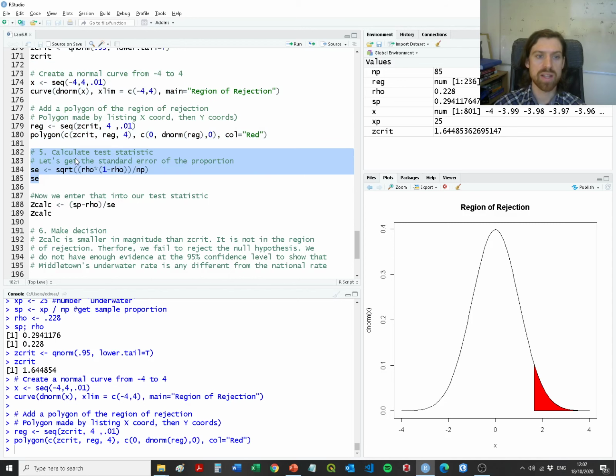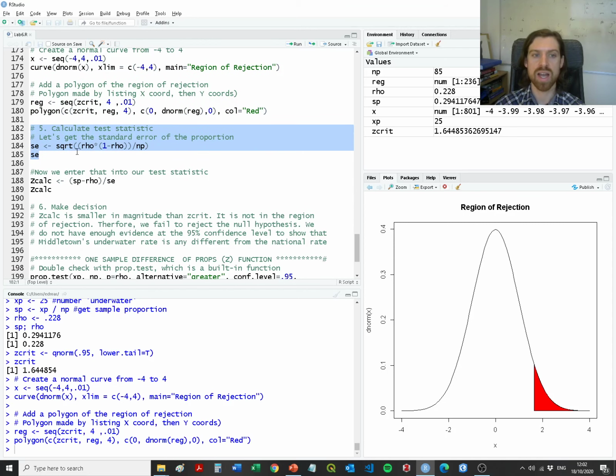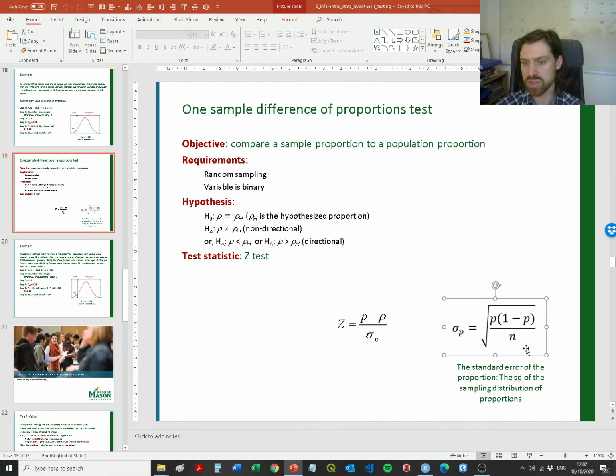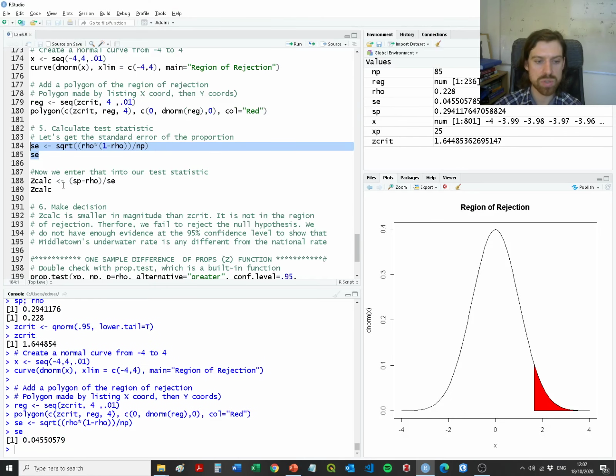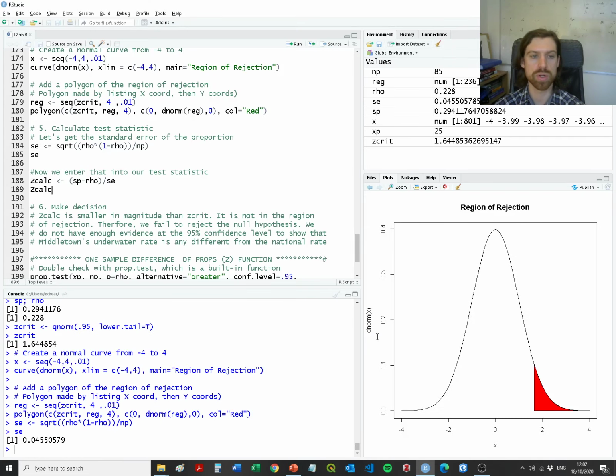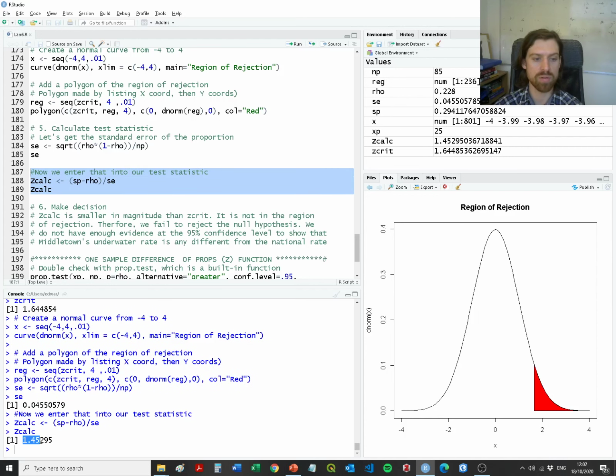So we need to calculate the test statistic now. Let's do that by getting the standard error of the proportion. It's this particular calculation just here. When we do that, we get a standard error of 0.0455. Now we can enter that into our test statistic. We subtract the population proportion from the sample proportion, divide it by the standard error of the proportion, and that gives us this zcalc value of 1.45.